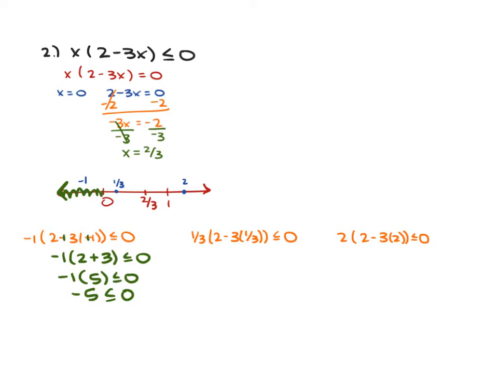For the 1/3, inside those parentheses, the 3 times -1/3 is just going to be -1. So that's 2 minus 1 inside the parentheses times 1/3 is less than or equal to 0. The 2 minus 1 is 1, so 1/3 times 1 is 1/3, which is not less than or equal to 0.